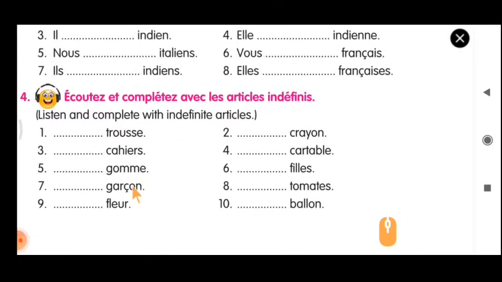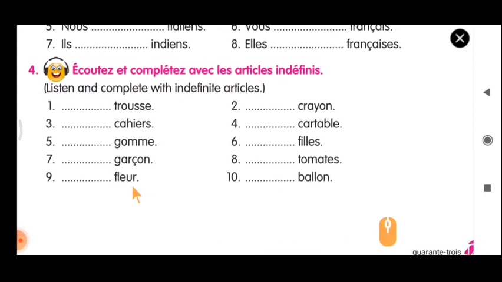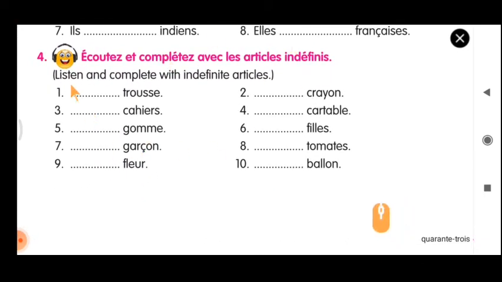So actually this exercise will not come for the exam, but this is a revision, so you must know exercise number 4. So complétez avec les articles indéfinis. Complete with indefinite article. So trousse, first one is what? Trousse is pouch. Trousse is a feminine object, so you have to put U-N-E. And cahier, this cahier means notebook, and l'article défini, if it ends with S, that is a plural. So the answer will be D-E-S.